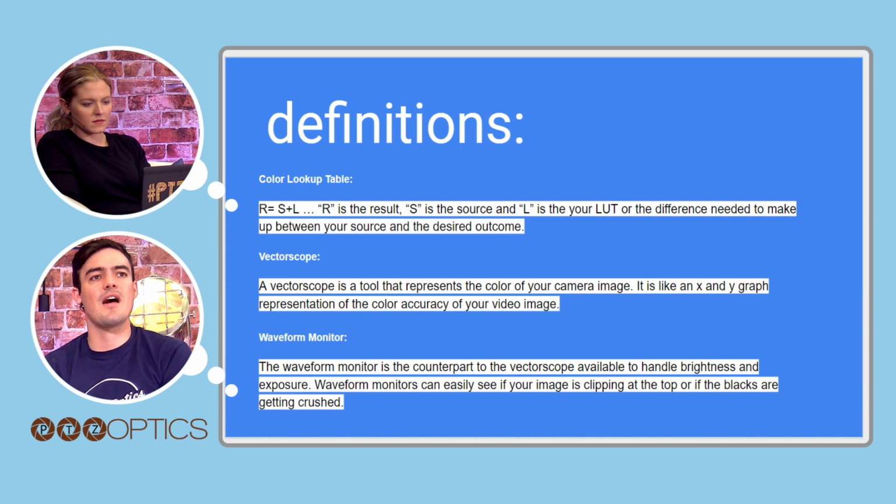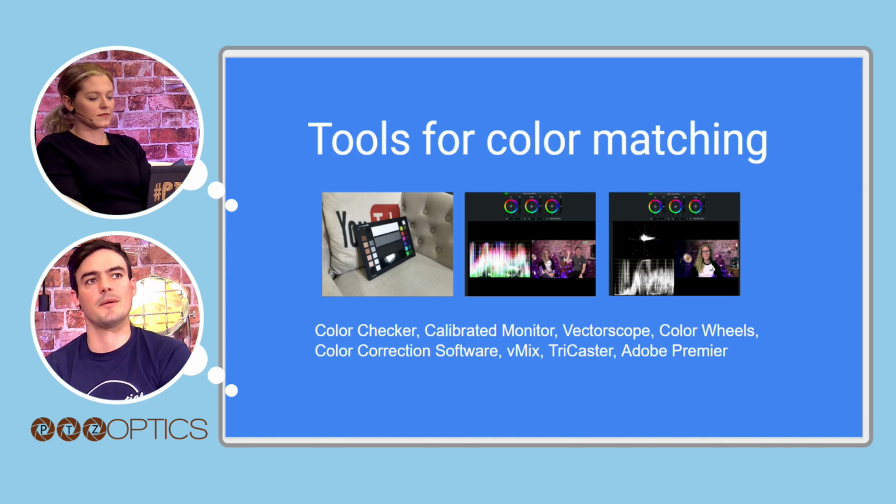Now the waveform monitor works on the other side of the field of exposure. It helps us with our brightness and our contrast, to make sure our blacks aren't getting crushed and that we're not clipping our image before the camera even gets to color correction software.